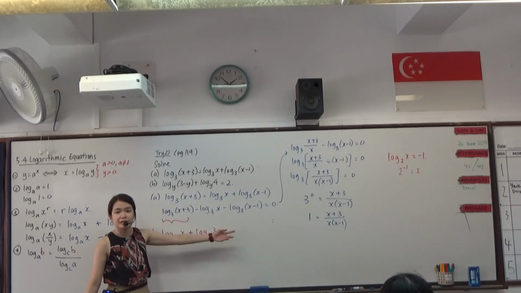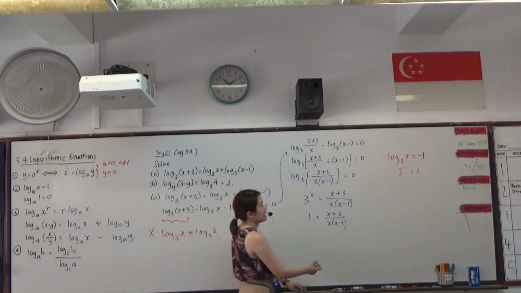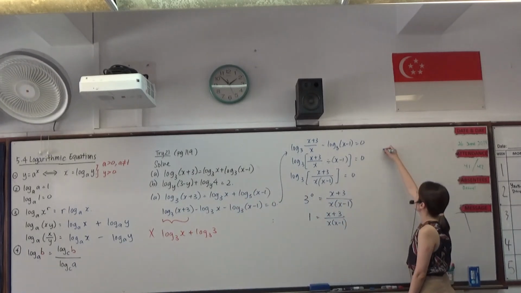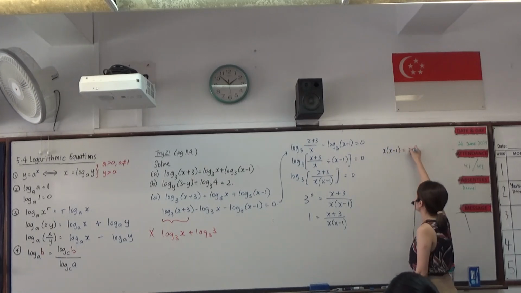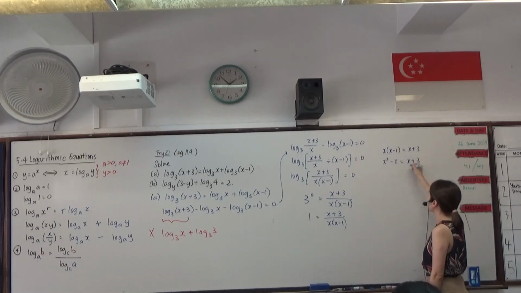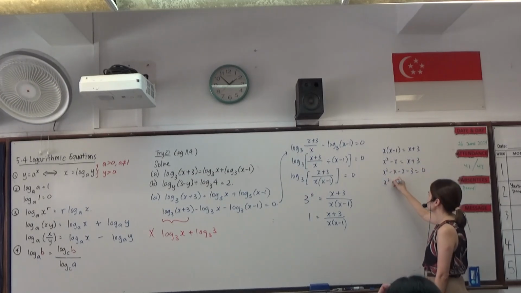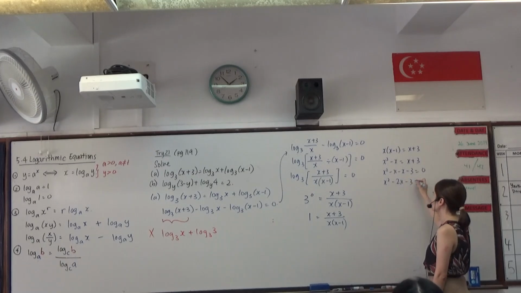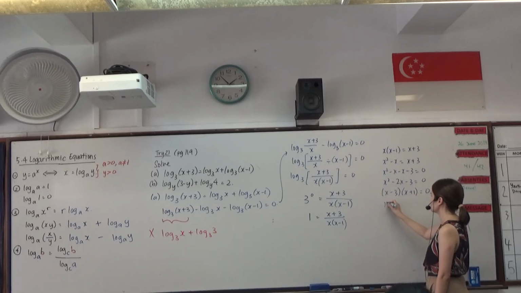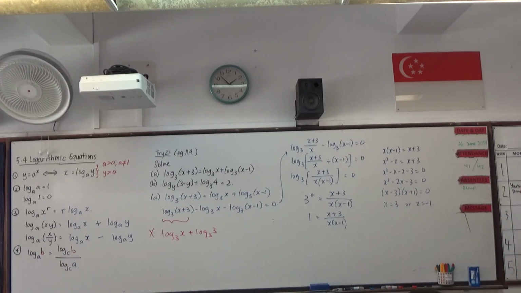We are able to solve the equation like that already. Manageable, right? So we can cross multiply. So x times x minus 1 equals x plus 3.